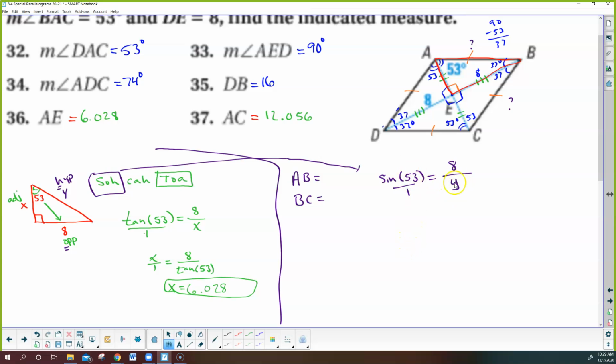And because the y is in the bottom, we could just flip it around. Or you could just cross multiply and divide. 8 times 1 is 8, divided by the sine of 53 degrees. So then, again, let your calculator do the work.